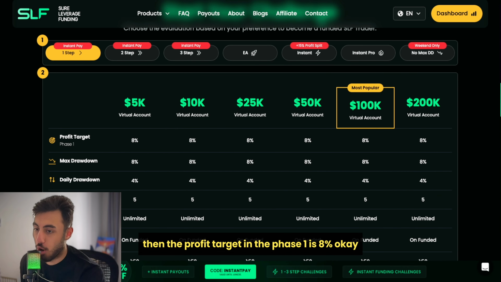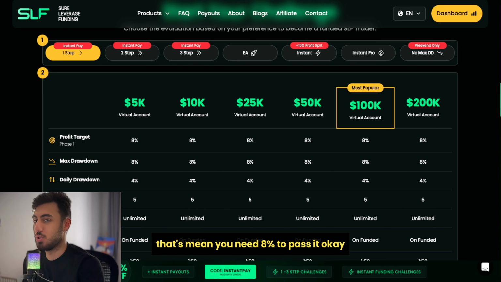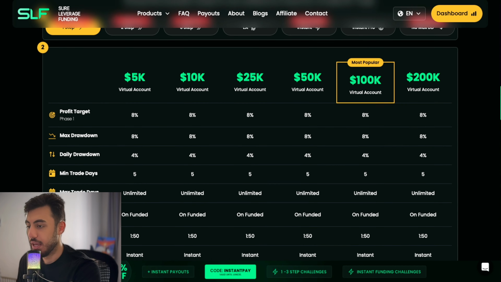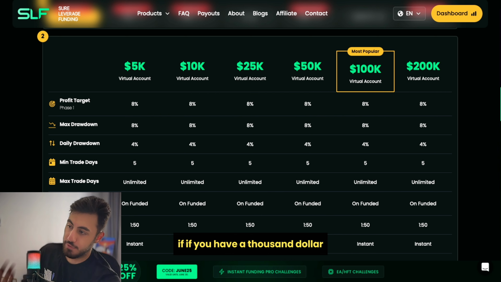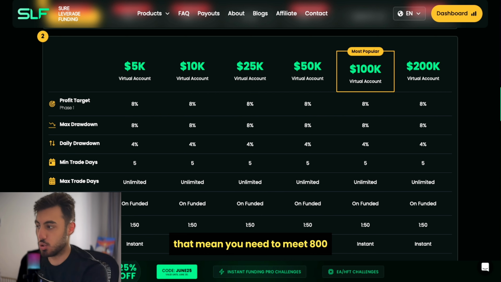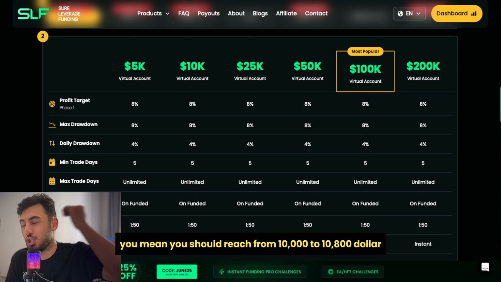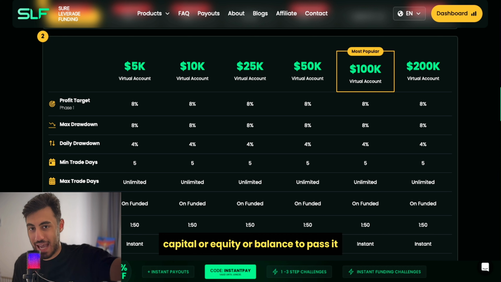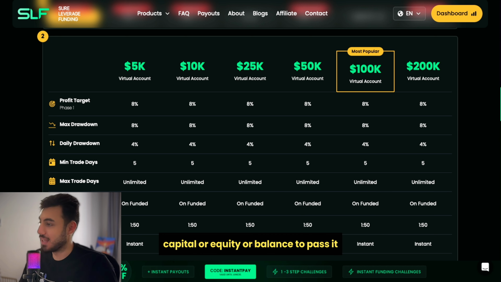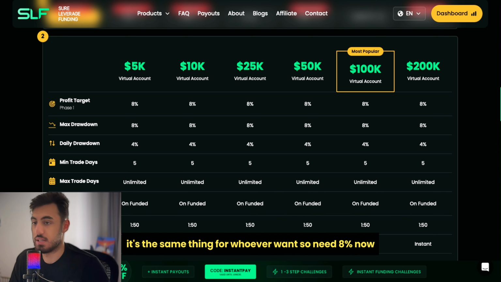Then the profit target in phase 1 is 8%. That means you need 8% to pass it at phase 1. If you have $10,000, you need to make $800. You should reach from $10,000 to $10,800 in capital, equity or balance to pass it. It's the same thing for everyone.